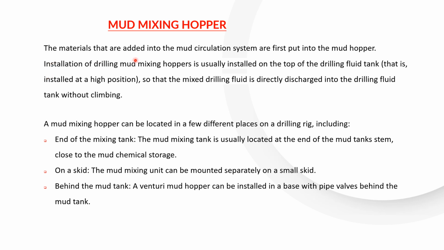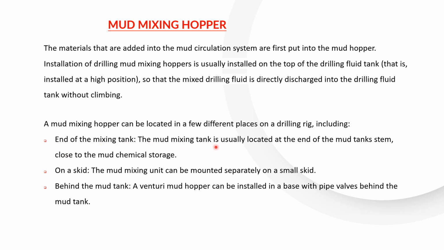Further, the materials that are added into the mud circulation system are first put into the mud hopper. The drilling mud mixing hopper is usually installed on top of the drilling fluid tank, at a high position, so that the mixed drilling fluid is directly discharged into the drilling fluid tank without climbing. A mud mixing hopper can be located in a few places. Generally it is located up, but as per requirement in some other places also, on a drilling rig, including the end of the mixing tank.